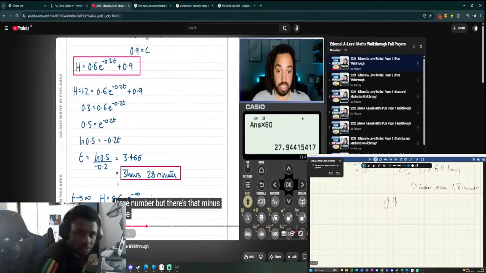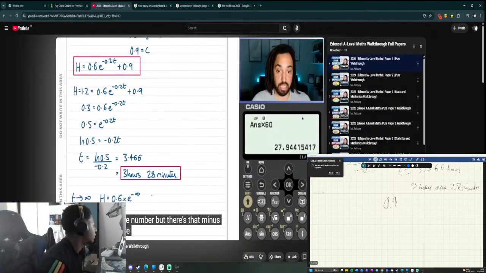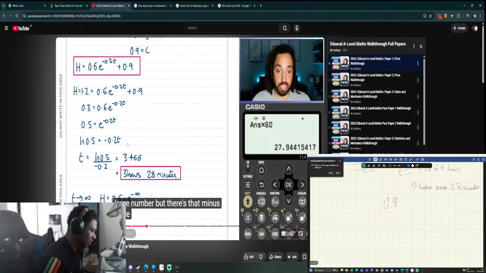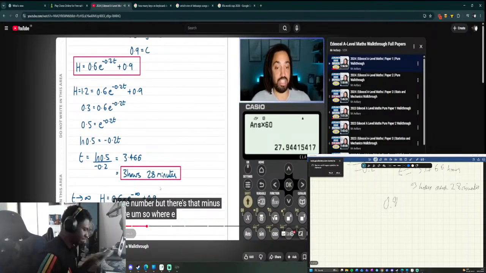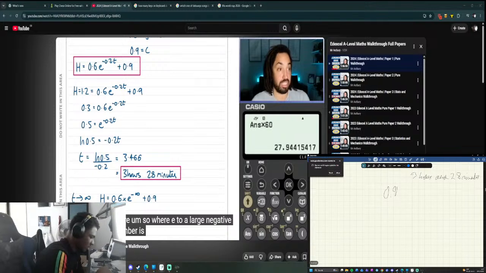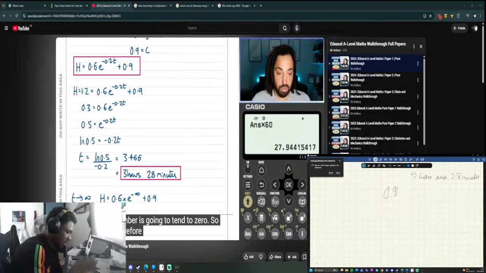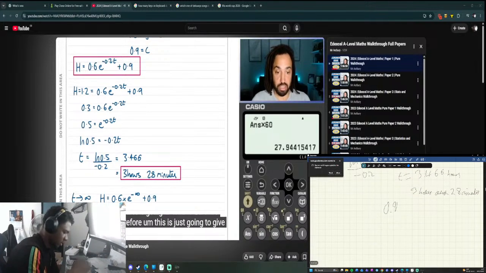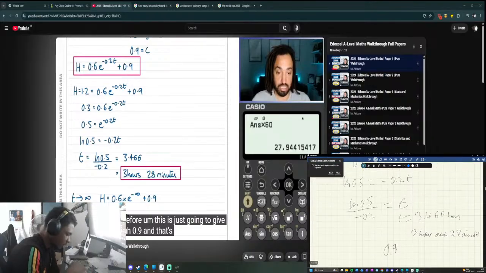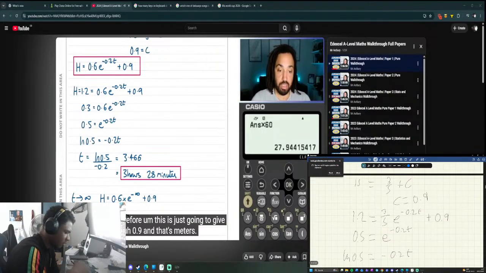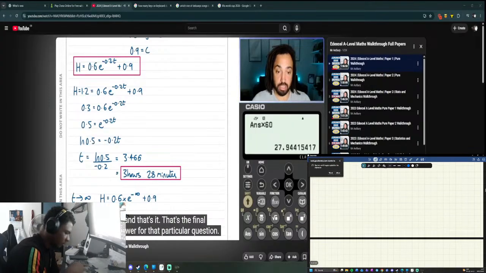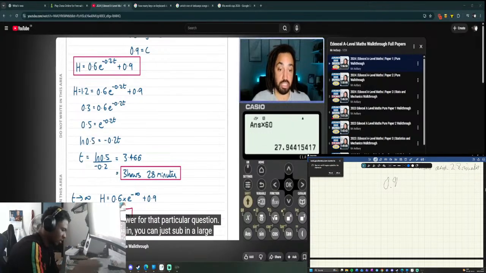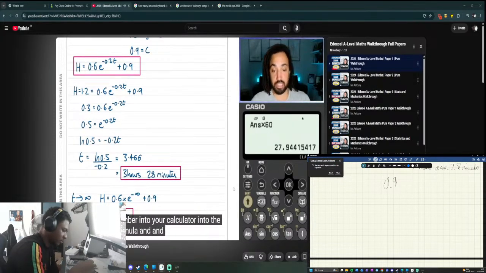Okay, I can live with that. So where e to a large negative number is going to tend to 0, therefore this is just going to give us 0.9. And that's meters. And that's it. That's the final answer for that particular question. Again, you could just sub in a large number into your calculator into the formula and you'll get 0.9.